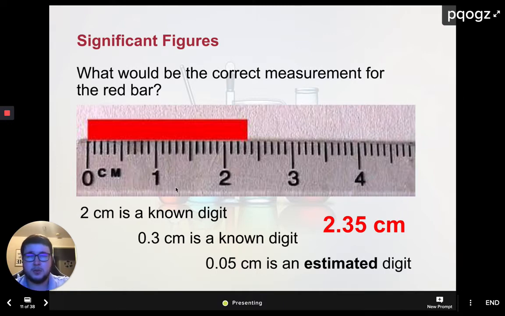So 2 is known because that's on our ruler, and the bar doesn't go all the way to 3. The 0.3 is known because it goes to the third dash and not the fourth, so we're going to stop at the 0.3. And then we estimate the 0.05 because it's about halfway between the third and the fourth dash.